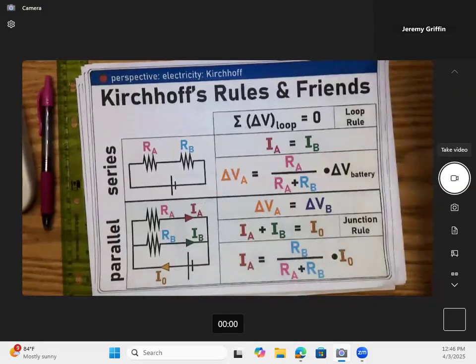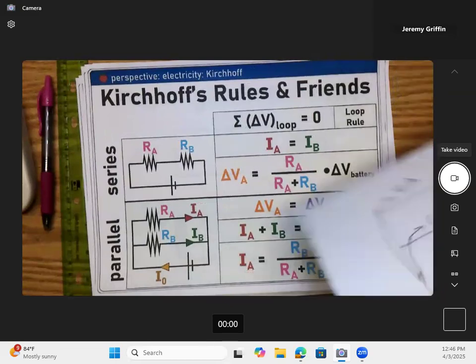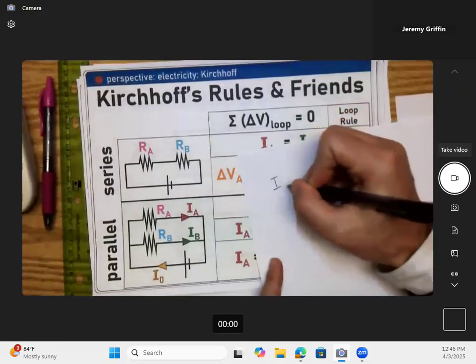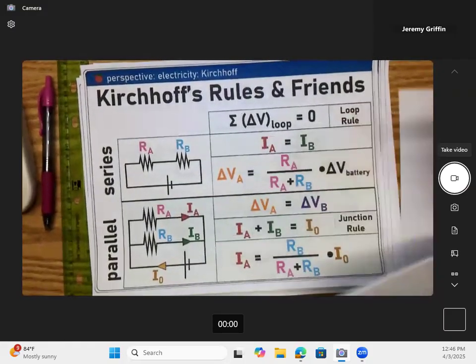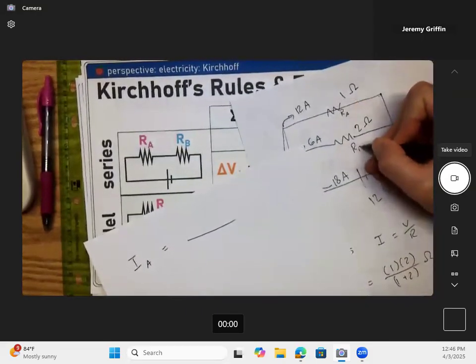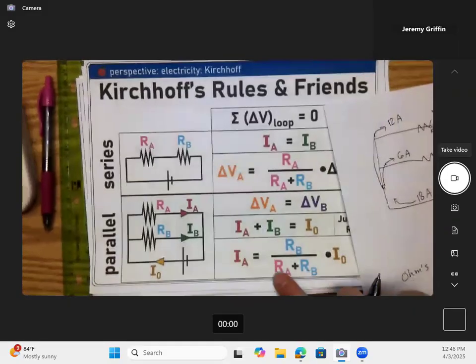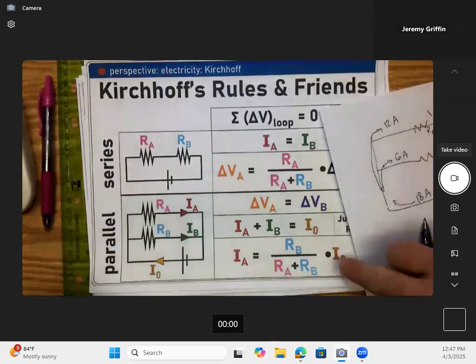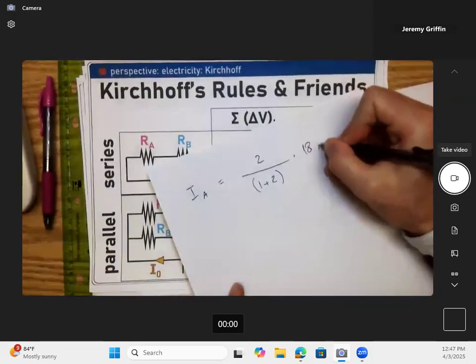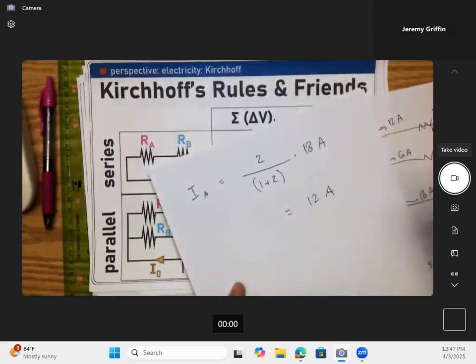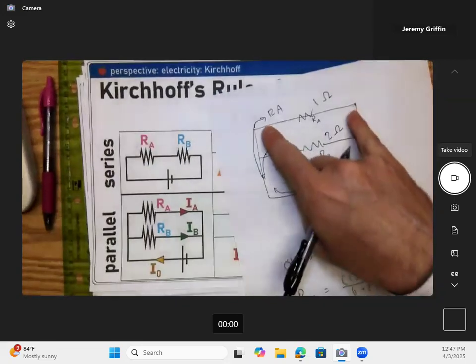Let's say the current through branch A, let's say it's the top branch, is proportional to the opposite resistor. So the current through A is resistor B, which is this 2 ohms right here, over resistor A plus resistor B. So I'll go 2 ohms out of 1 plus 2, which is 3 ohms. So 2/3 of the total current, which is 18 amps. Okay, guys, what's 2/3 of 18? That'd be 12 amps.